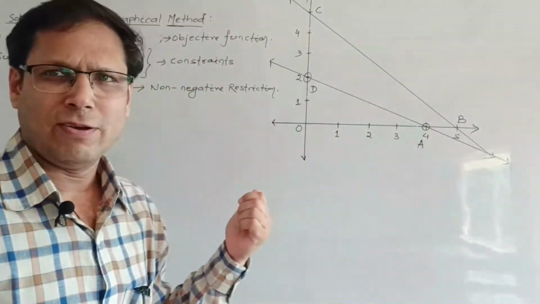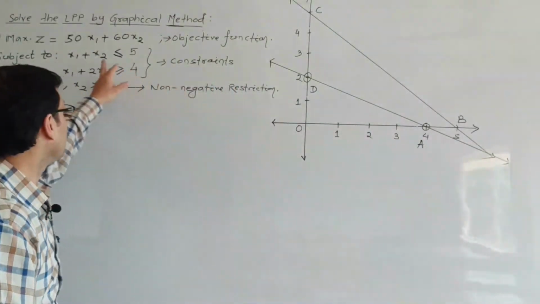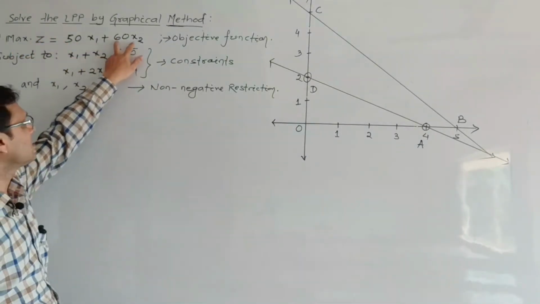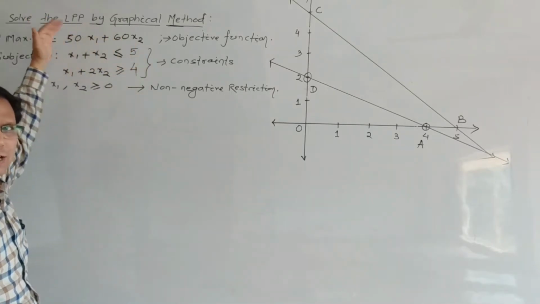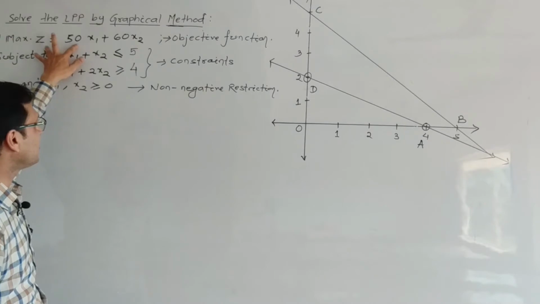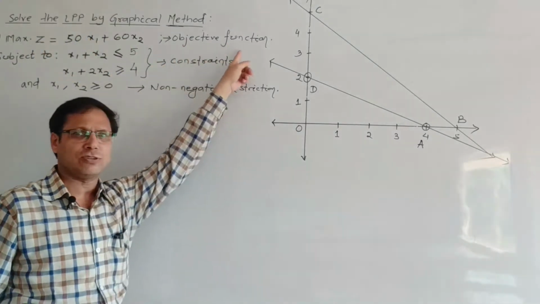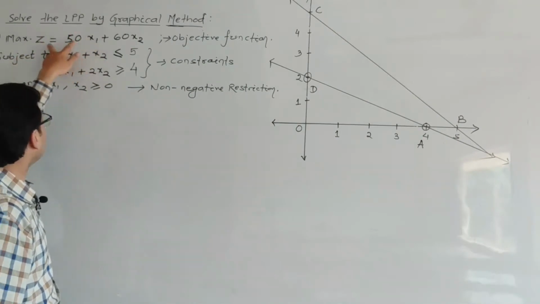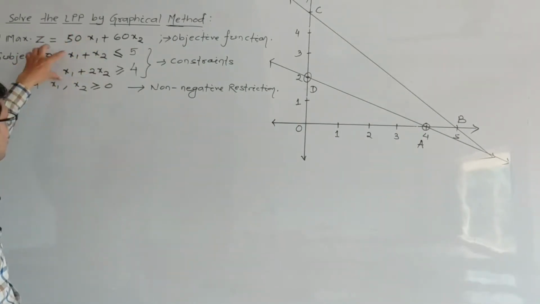Here it has given one question. You see, the first question is, maximize Z equal to 50x1 plus 60x2. You have to solve this LPP graphically. This function itself is known as the objective function of the LPP. Next, this objective function is subject to the constraints.